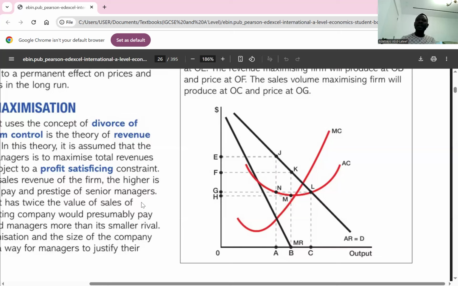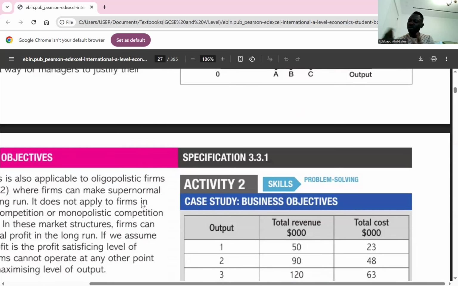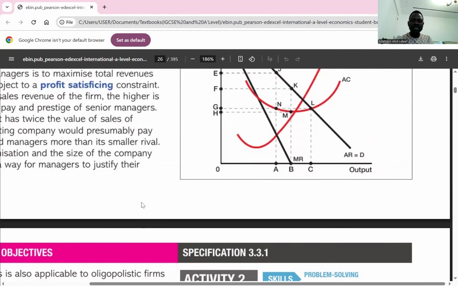And remember that it is only when demand increases that you can sell more. So you will always want to sell below the MR. I think my revenue maximizer is clear here. So the formula for revenue maximization is MR equals 0. That's for the revenue maximizer. Then we have sales volume maximization.